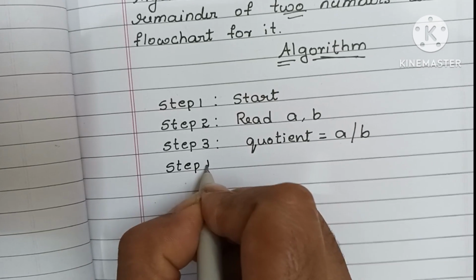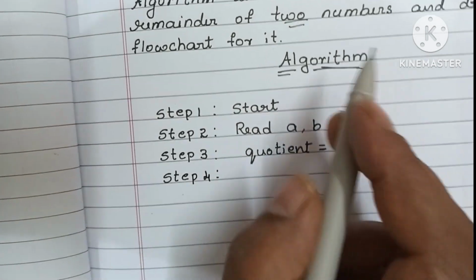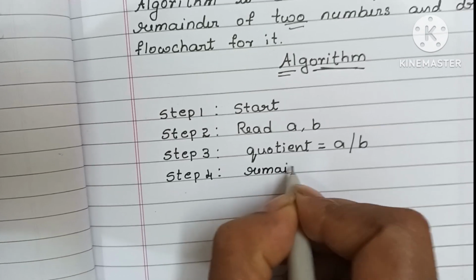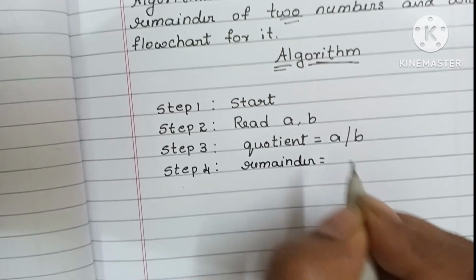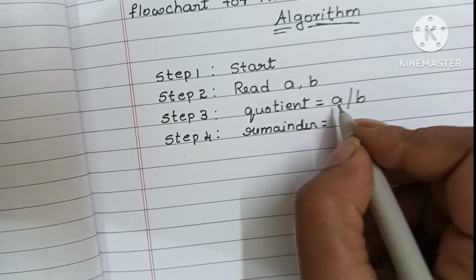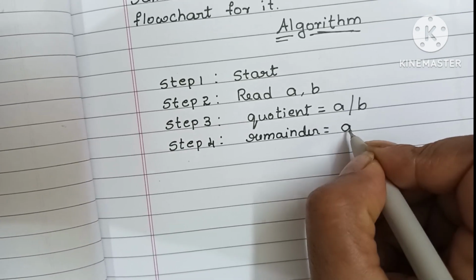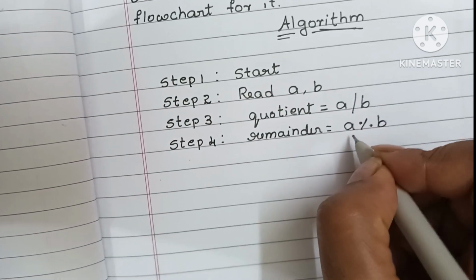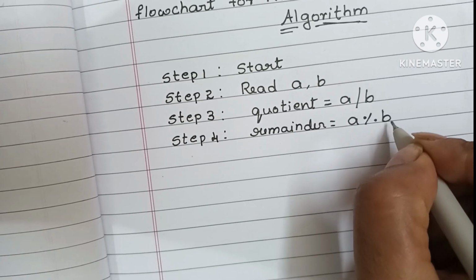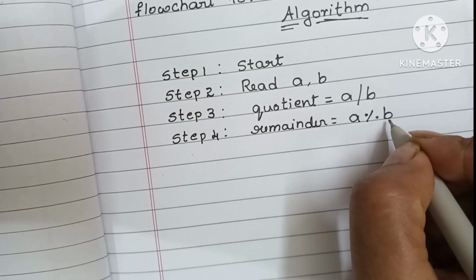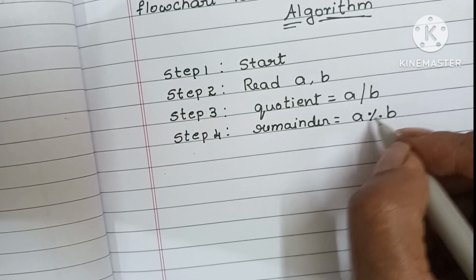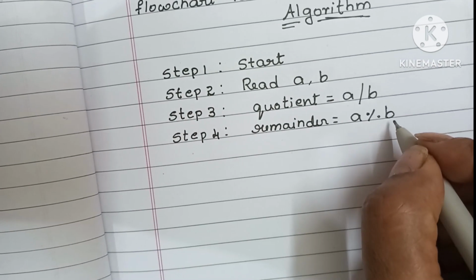Step 4, we have to calculate the remainder, right? In step 4 we have to calculate the remainder. Remainder is equal to A modulo division by B. Here A modulo division by B returns the remainder, right? So here we have to perform this formula, A modulo B.